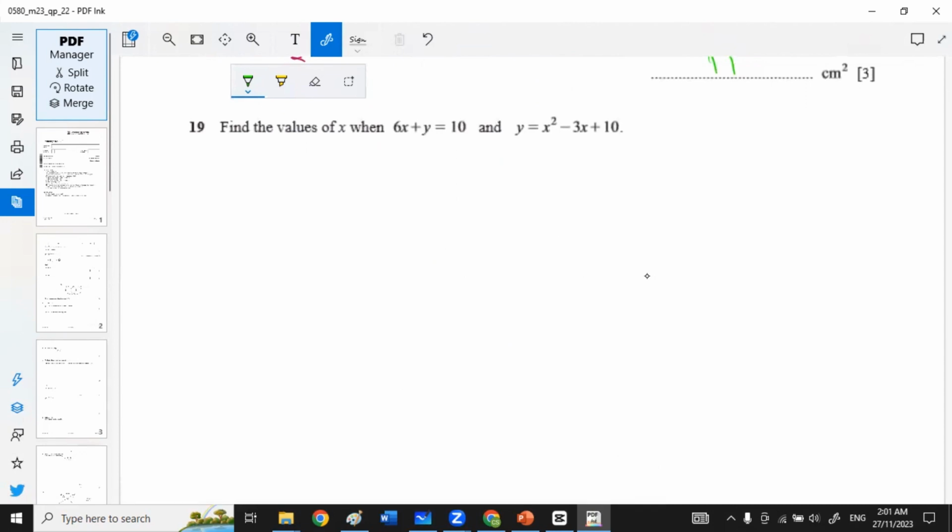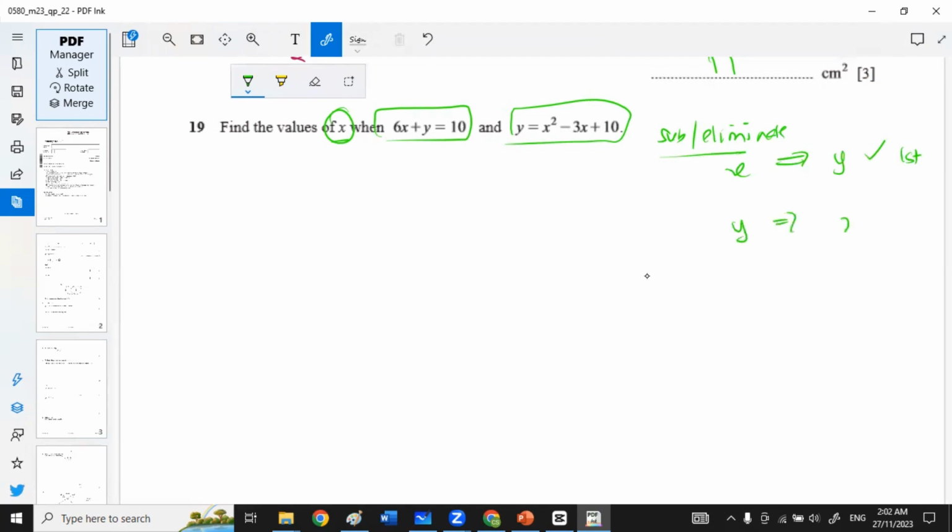Number 19. Find the value of x when 6x plus y equals 10 and y equals x squared minus 3x plus 10. This is another simultaneous equation. You have two equations, and the question just asks for the x value. When you solve simultaneous equations, you need to remember that when you substitute or eliminate x, that will give you the y answer first. When you eliminate y, then you will get x first.